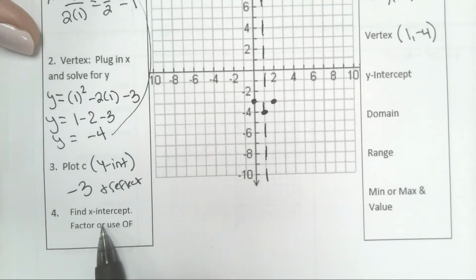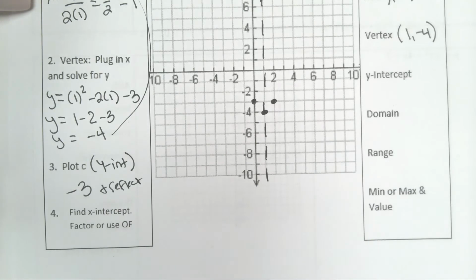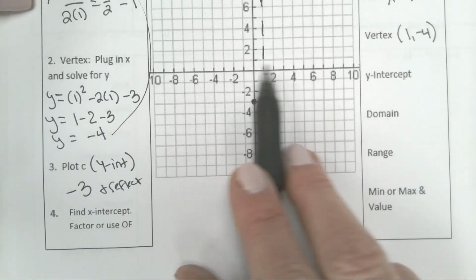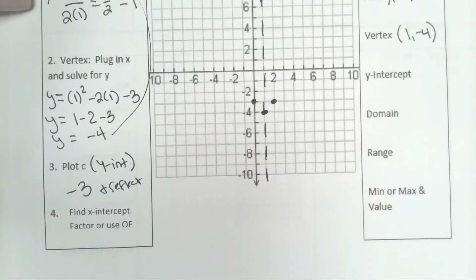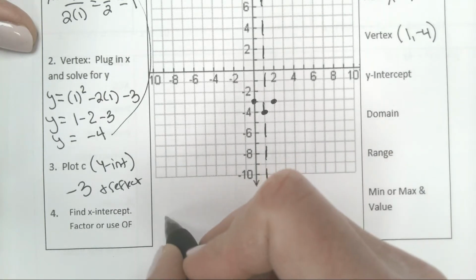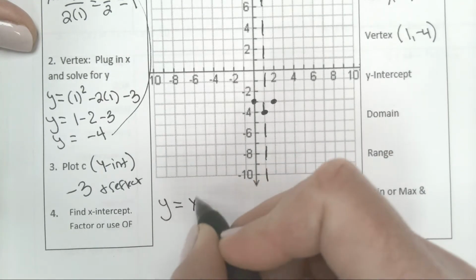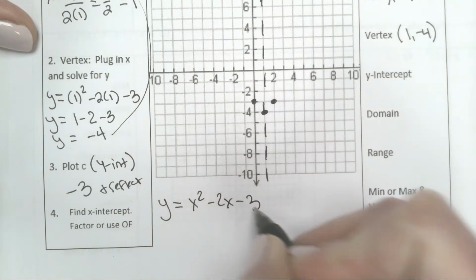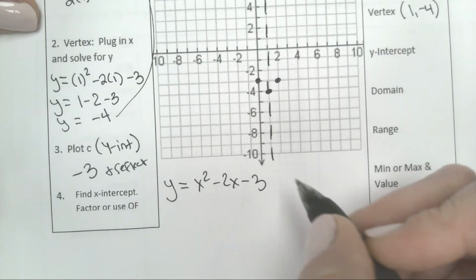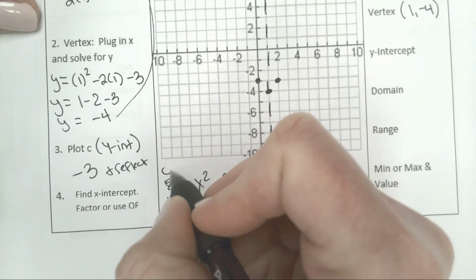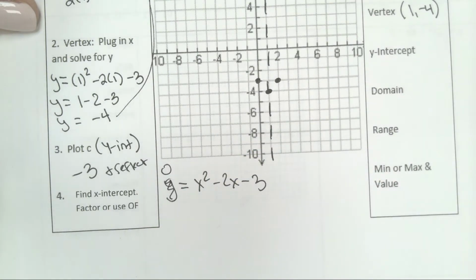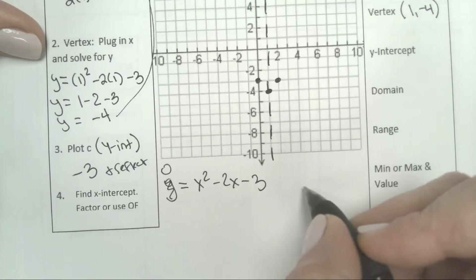Step 4, find your x-intercepts. You can either factor or use the quadratic formula. So we want to figure out where the graph crosses the x-axis. So we just came off of a factoring unit. So we have y equals x squared minus 2x minus 3. So we're going to get rid of that y, and we plug a 0 in its spot, and that's how we find the zeros of it.